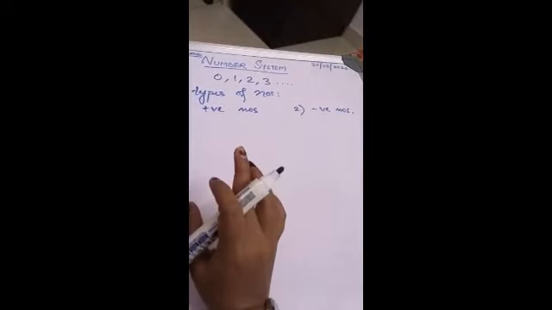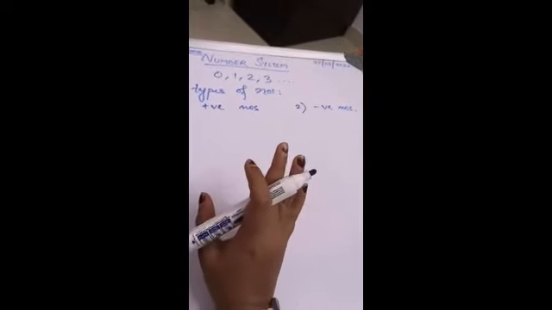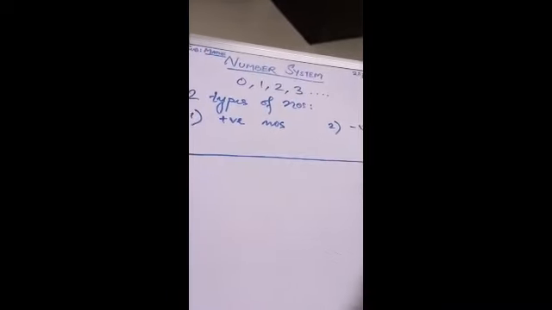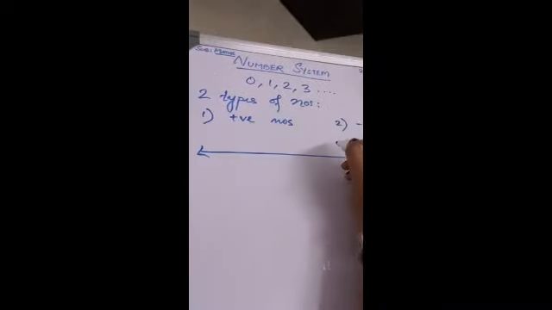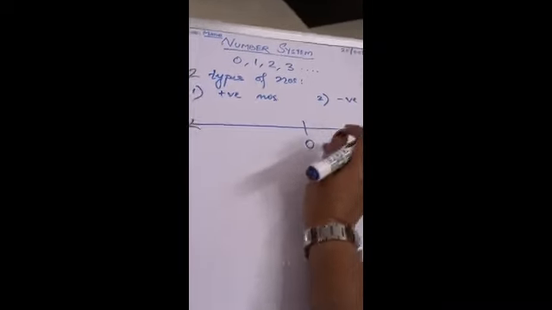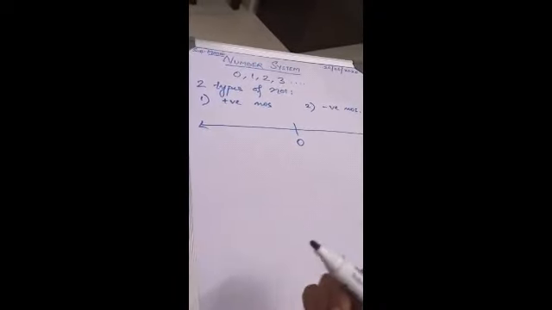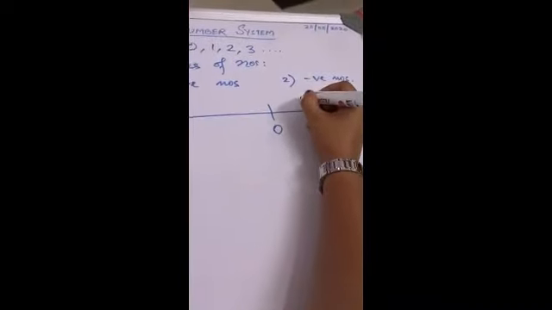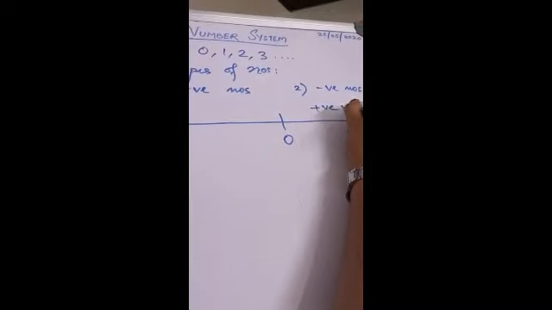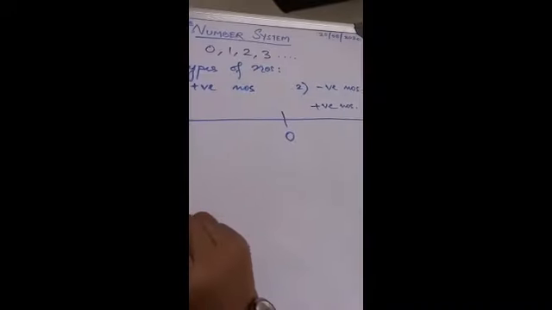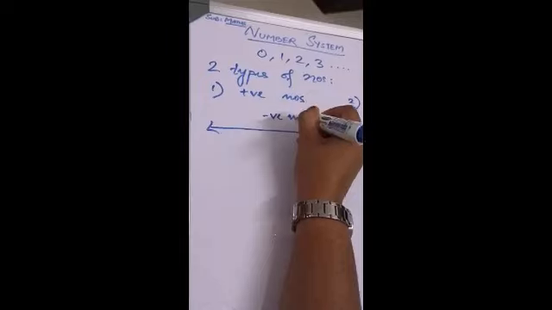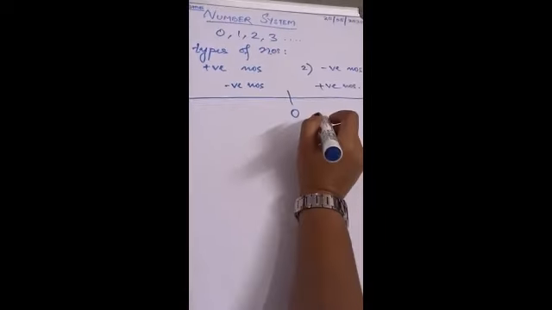Now, how can we show that a number is positive or negative? For that, we need to draw a number line. A number line is an imaginary line with 0 as its midpoint, and we have two arrows on both sides. The right side of the 0 denotes the positive numbers. We plot all the positive numbers on the right side of the 0 and negative numbers on the left side of the 0, 0 being the midpoint.